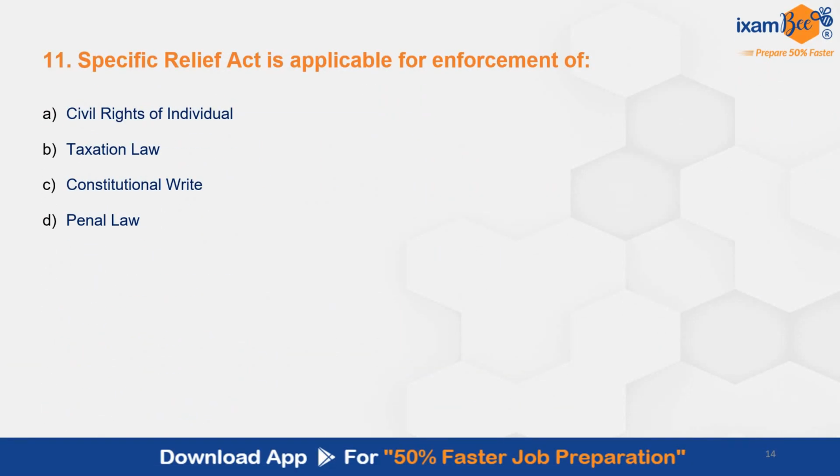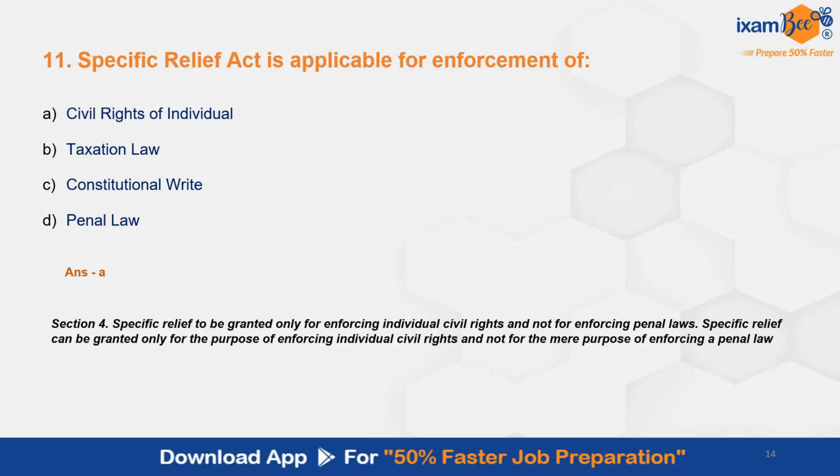Then question number 11. Specific Relief Act is applicable for enforcement of. The correct answer here is A. Civil rights of an individual. Section 4 deals with it. Specific relief to be granted only for enforcing individual civil rights and not for enforcing penal laws.